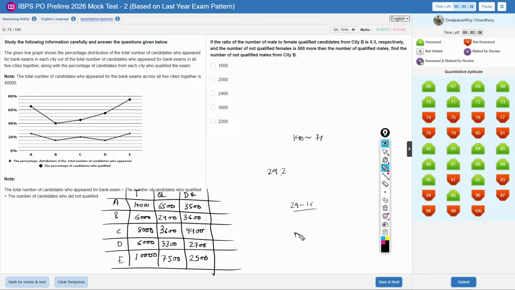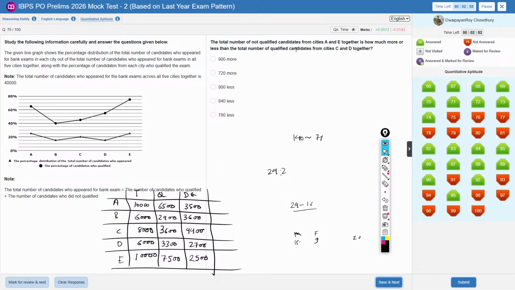If the ratio of the total number of males and females qualified from B, so males is going to be 15 and female 9, and the number of not qualified female 500 more than qualified male. 500 more. So 20 there. Find the number of not qualified male. So 35, 44, then 16.